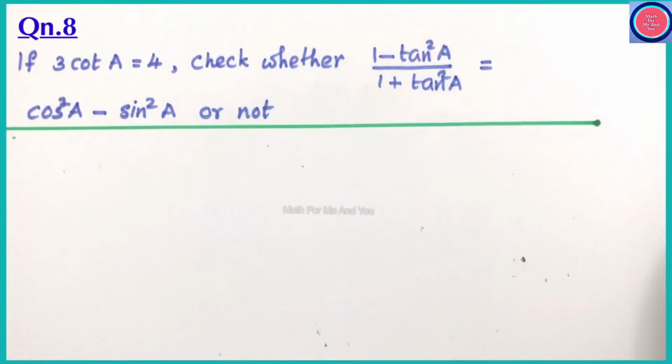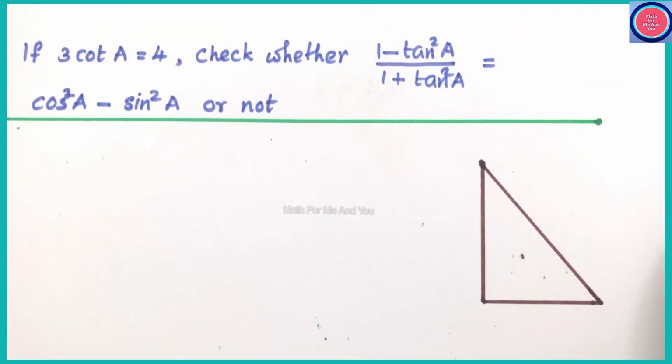Eighth question is, if 3 cot A equals 4, check whether 1 minus tan square A divided by 1 plus tan square A is equal to cos square A minus sin square A or not. So what we need here? Here also we need a right angled triangle. And since the question is discussing an acute angle, angle A, we could mark one of the acute angles as angle A. Let's give a name to this triangle. Let it be triangle ABC.